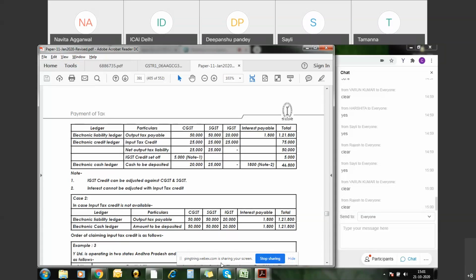The only thing is that you have to make the clear depiction. Simple writing in a statement will not make the things clear. So you have to make this table in the exam if it comes. Otherwise, you have clearly stated that since no input tax is available, whatever liability is there is paid by cash. If you make a table, it will give a clear depiction.